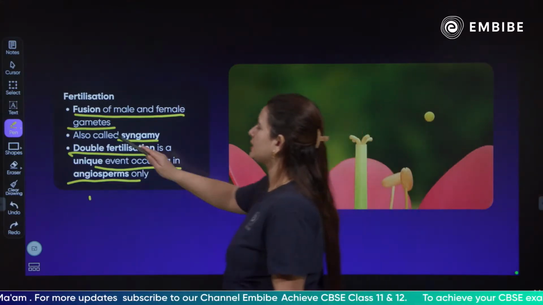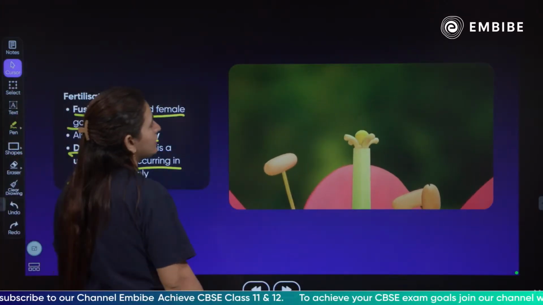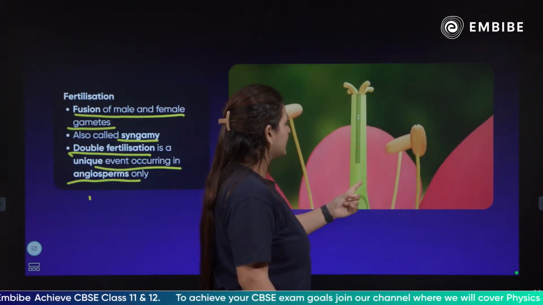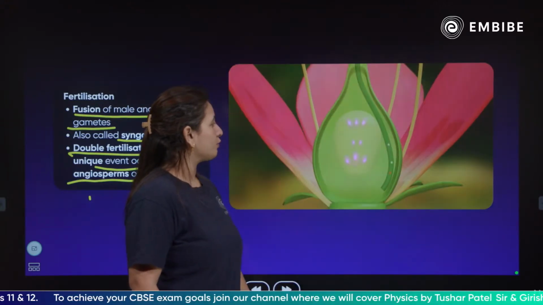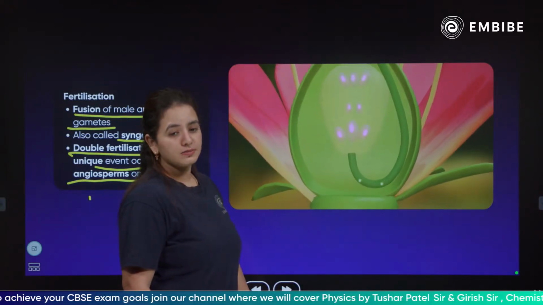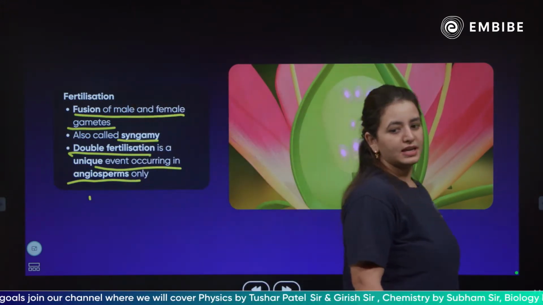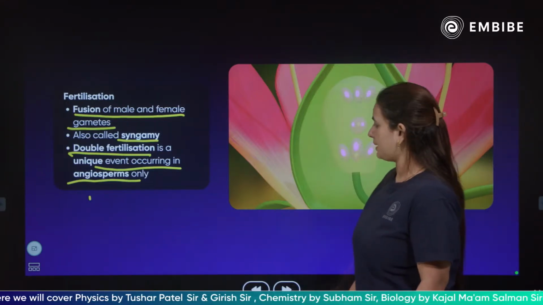Let's see what fertilization is. As you can see, children, the pollen is being given to the stigma. It is basically reaching towards the ovary. This is how it is going to fuse with the ovules. The fusion of gametes is called syngamy.